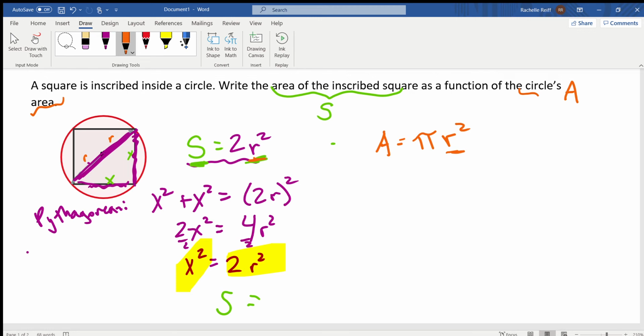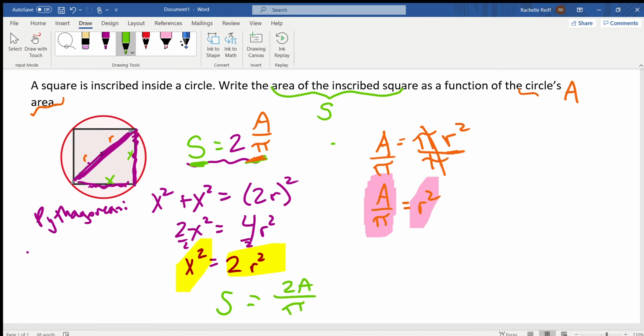So I don't want this r squared there. I'm going to want to plug in something for that r squared. So what does r squared equal? If I divide by pi on both sides over here, I get that a over pi is the same thing as r squared. So now I see an r squared there and an r squared there. So I can plug in, instead of an r squared here, that's the exact same thing as a over pi. So I'm going to write a over pi here.